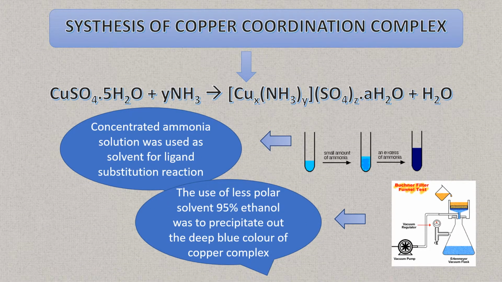Synthesis of copper coordination complex was done by reacting copper sulfate solution with concentrated ammonia. Concentrated ammonia solution was used as the solvent for the ligand substitution reaction. Moreover, a less polar solvent, which is ethanol, was used to precipitate out the deep blue copper complex.